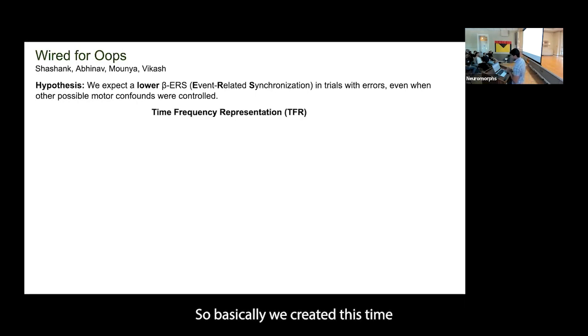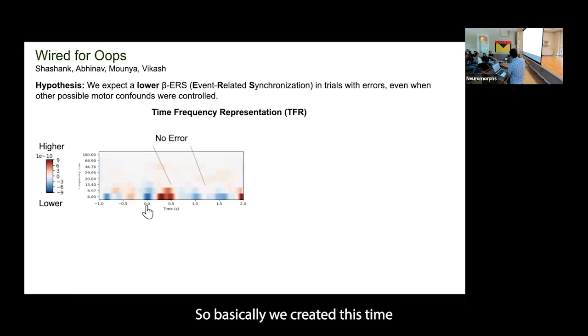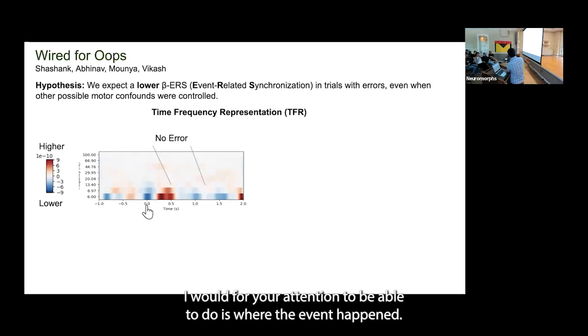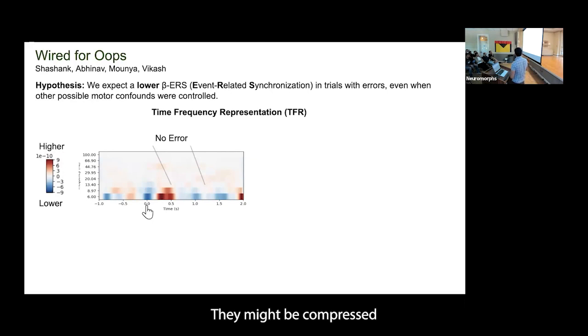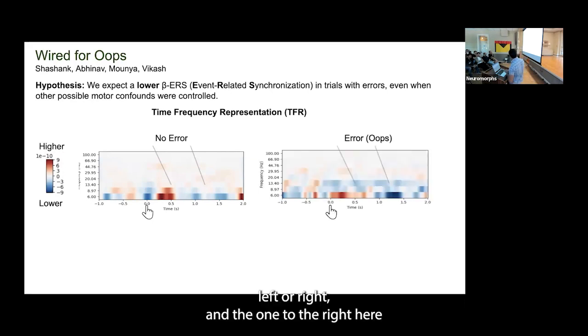So basically, we created this time frequency representation. This is the one with no errors. I would put your attention to around the beta band. 0 is where the event happened. The event being key press, left or right, and the one on the right is where we introduced error. So they pressed left, the car went right, or they pressed right, the car went left.